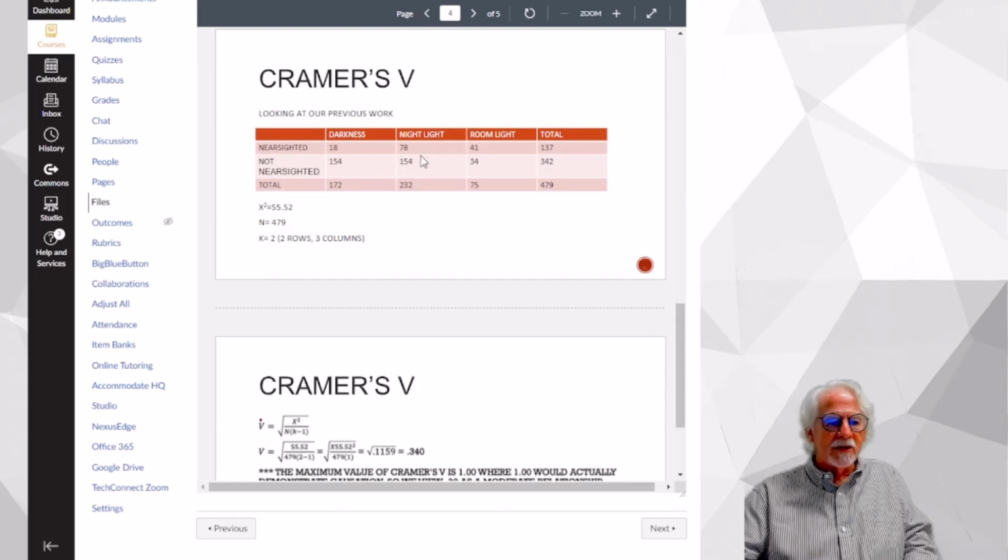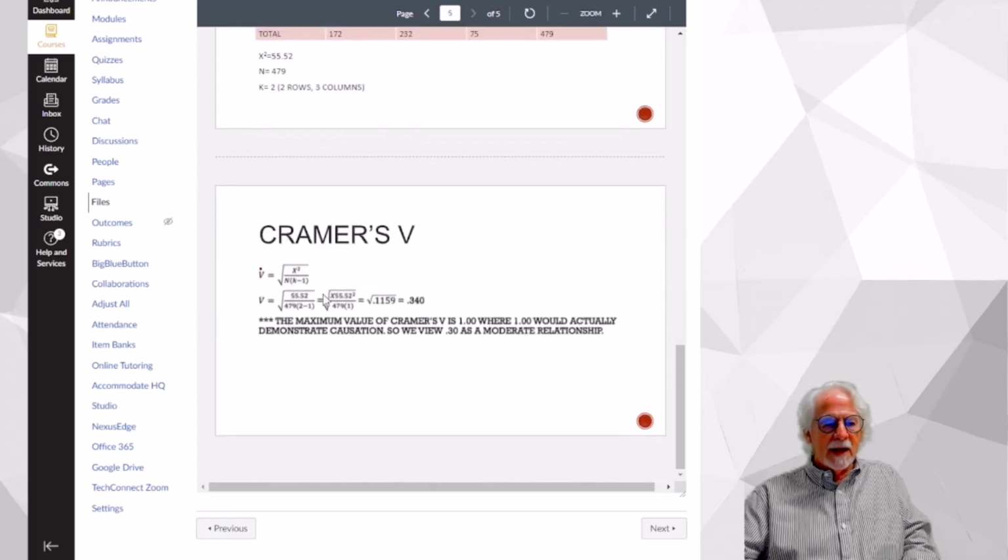So here's our table. We know X squared is 55.52. We know n, the grand total, is 479. And we have 2 rows and 3 columns, so k is equal to 2. So right here, that's all we did. We plugged in the numbers. V is equal to the square root of X squared, 55.52, over 479 times 2 minus 1, or 1, which is basically 479.